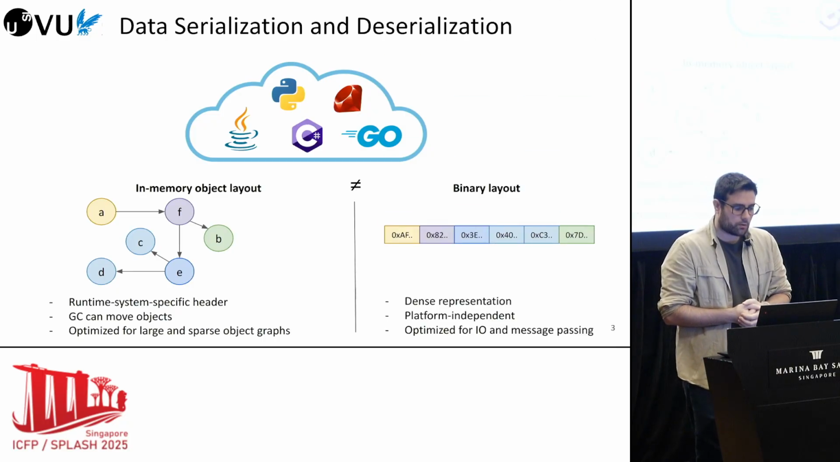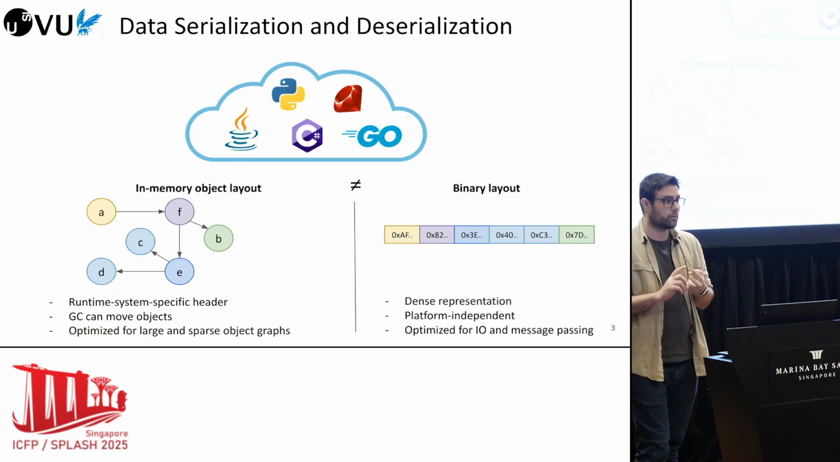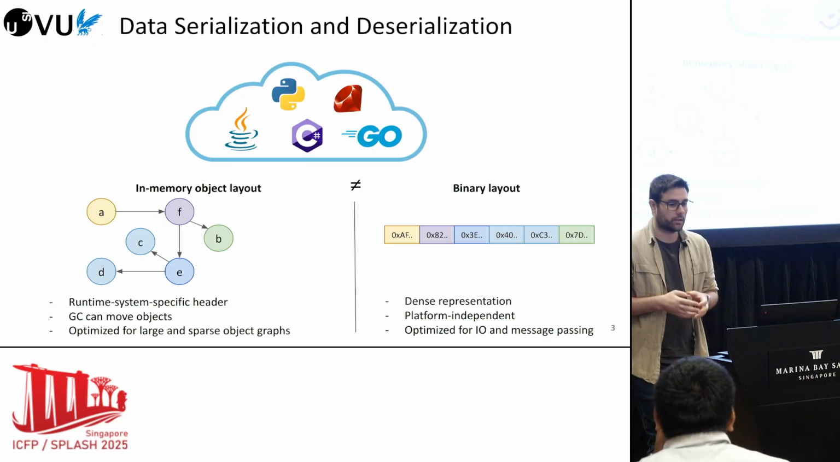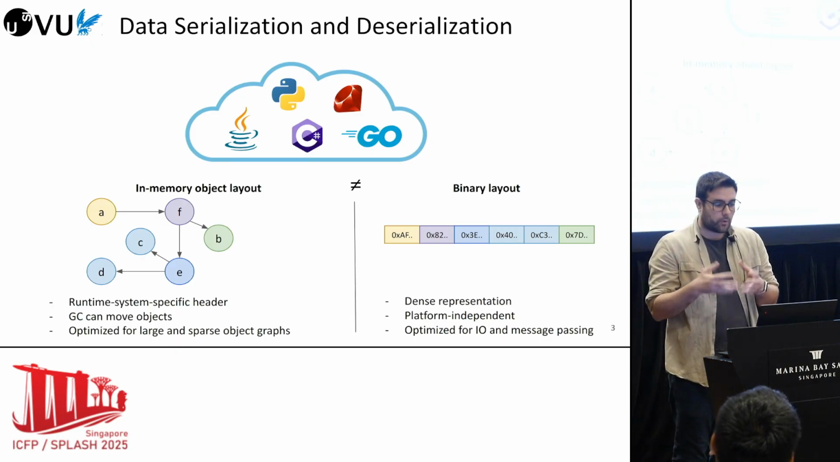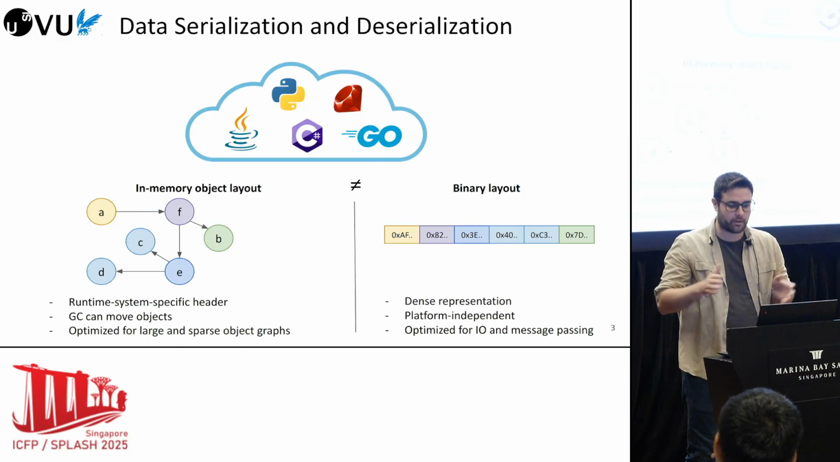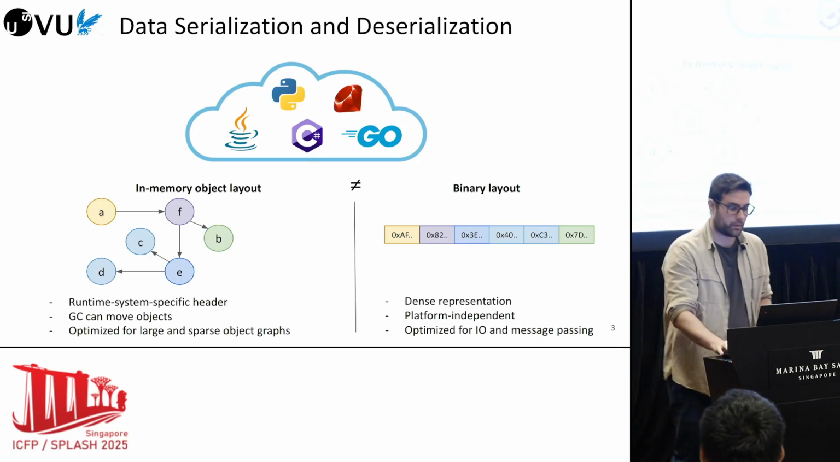Now on the right, I show a binary layout where we have a different representation. Now we have a dense, small representation. More importantly, it's platform independent, okay? So we don't have the problem of pointers that are specific to only one virtual memory address. And overall, this is optimized for I/O and message passing.